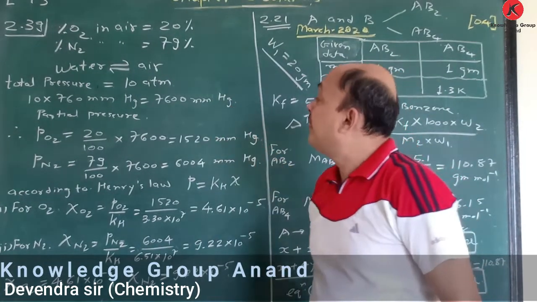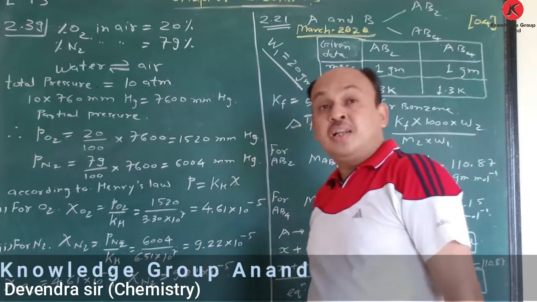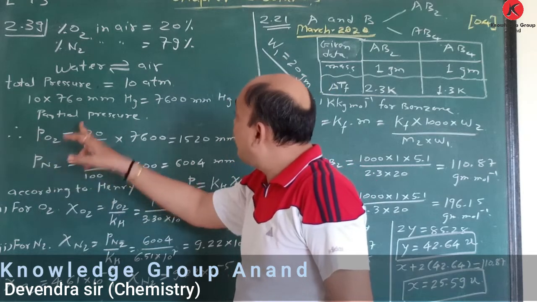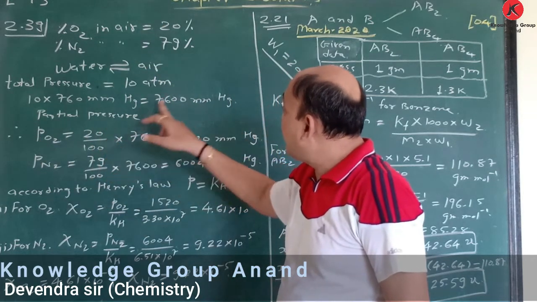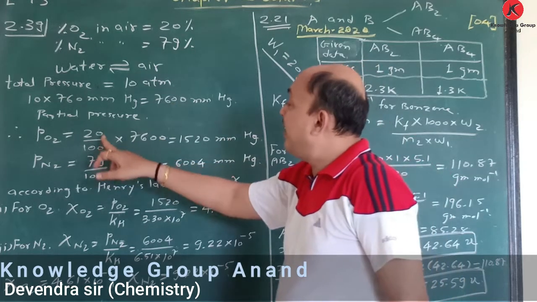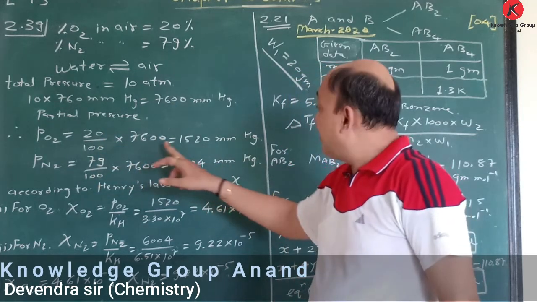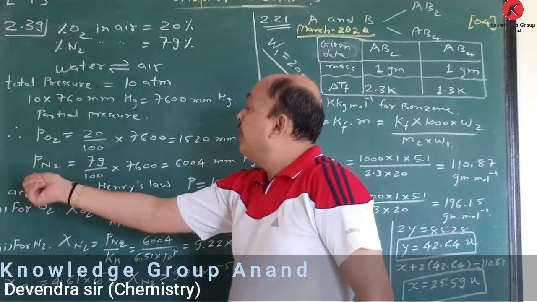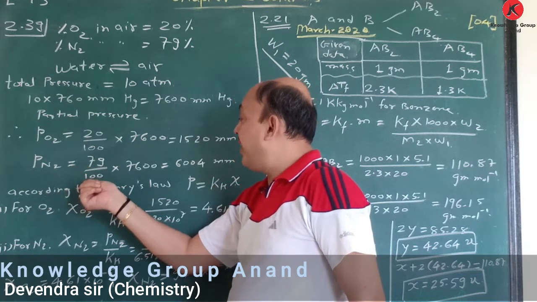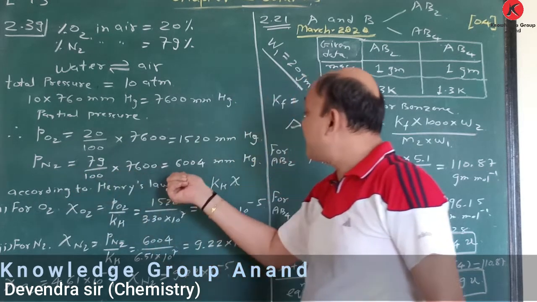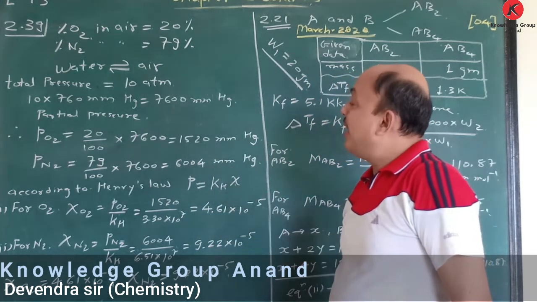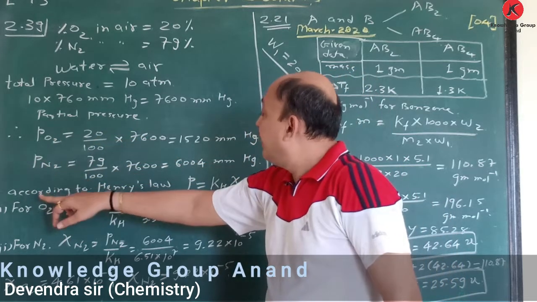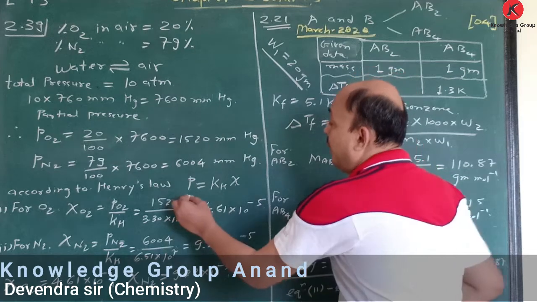That is total pressure. Now we have to calculate the individual partial pressures of dioxygen and dinitrogen. So you know that P of O2 is equal to, here 20% is there. So 20% of 7600 mmHg, so 20 divided by 100 into 7600 is equal to 1520 mmHg, millimeter of mercury. Here the partial pressure of dinitrogen is 79 by 100 into 7600, and that is nothing but 6004 mmHg. Now according to Henry's law, and these are the partial pressures of dioxygen and dinitrogen, P is equal to Kh into X.